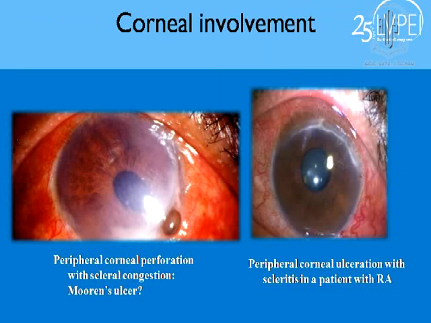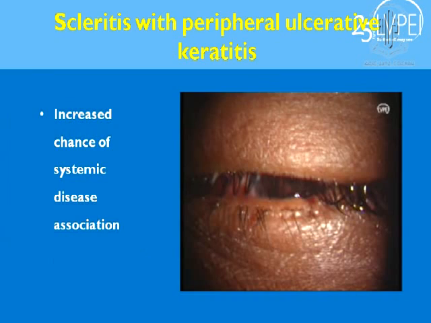You can also have corneal involvement. In this case, this is maybe a Mooren's ulcer where you have a perforation, but in this case you have a patient with peripheral corneal ulceration with scleritis, and this patient also has rheumatoid arthritis. So in this instance, you would also have to deal with the corneal pathology. Again, this is another example of cases where you don't necessarily have to go for a scleral patch graft.